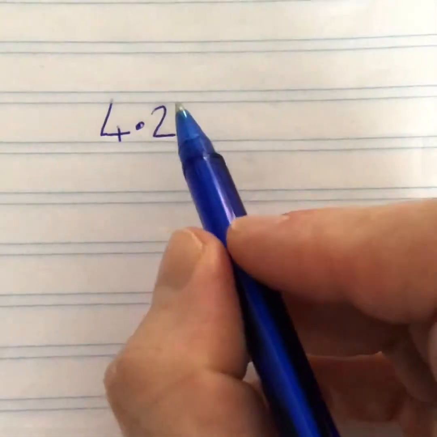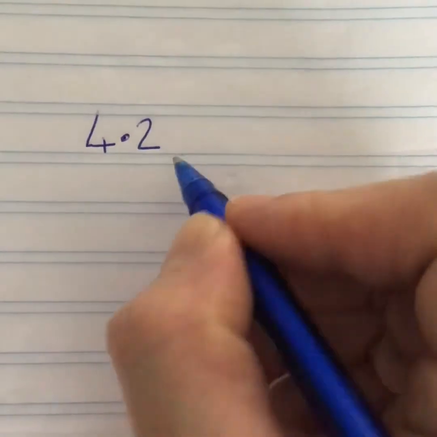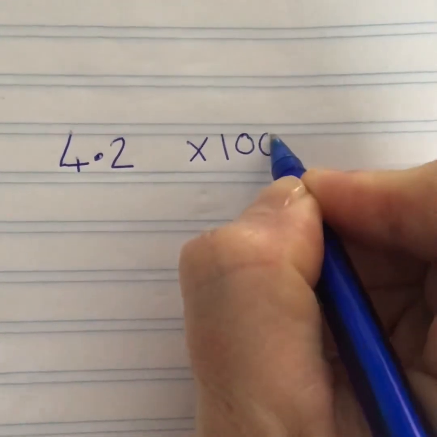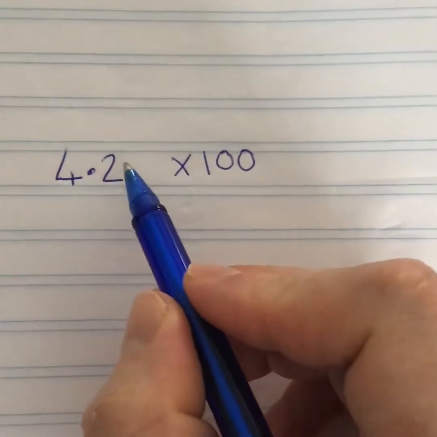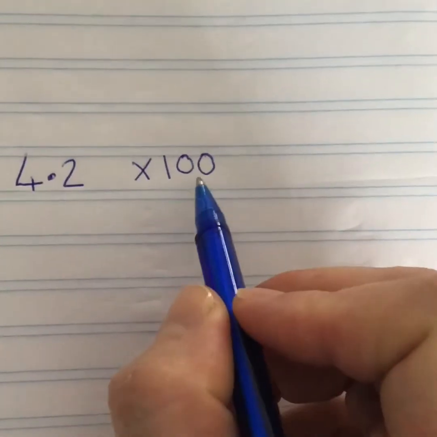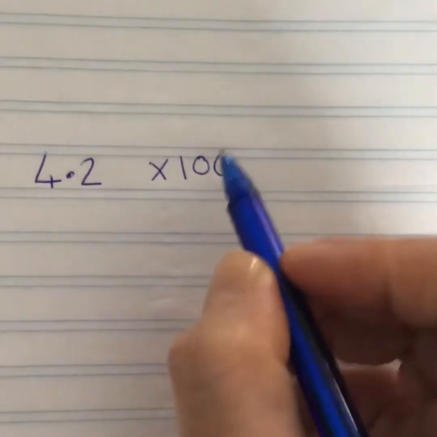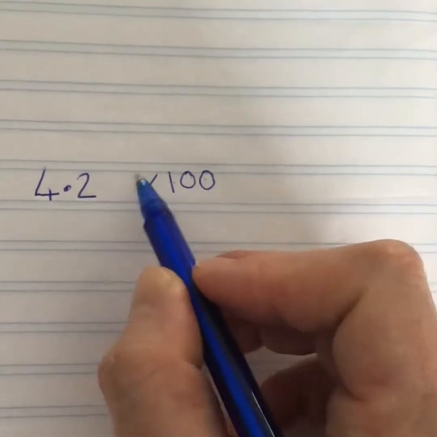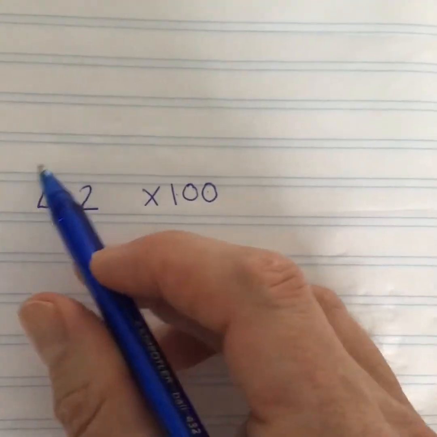Okay, so we have the number 4.2 and we're going to multiply it by 100. Now remember what we've learned. When multiplying by 10, 100 or 1000 or anything like that ends in zeros, you just have to move it the same number of decimal places as zeros. So here we're going to move it 2 decimal places.